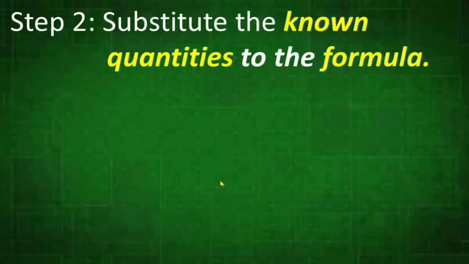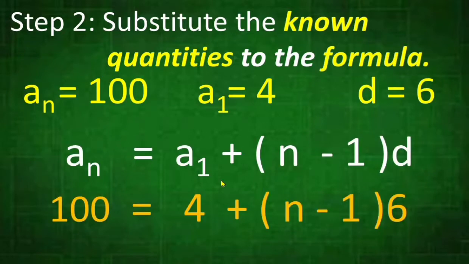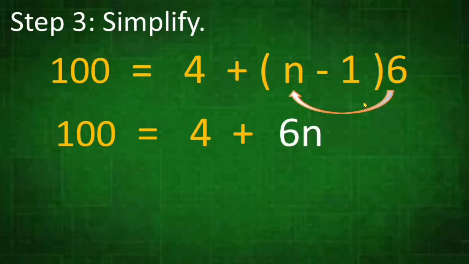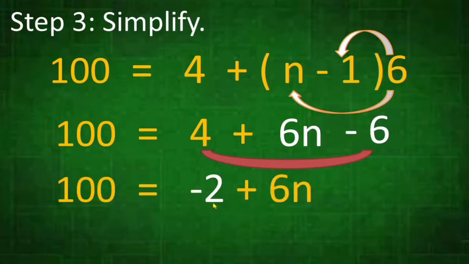Then substitute the known quantities to the formula. So a sub n is 100, a sub 1 is 4, n is the unknown, and d is equal to 6. Next step, simplify. So let's start with 6 times n, that's 6n. And then 6 times negative 1, that's negative 6. After that, you are going to combine similar terms. That is 4 plus negative 6, that is equal to negative 2.